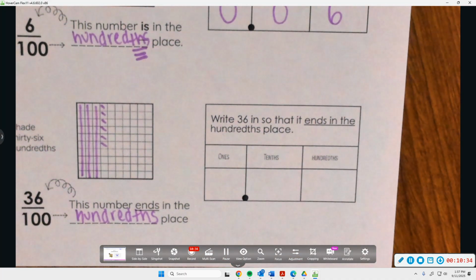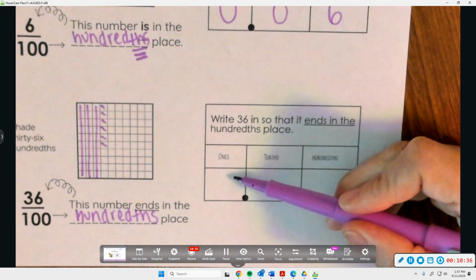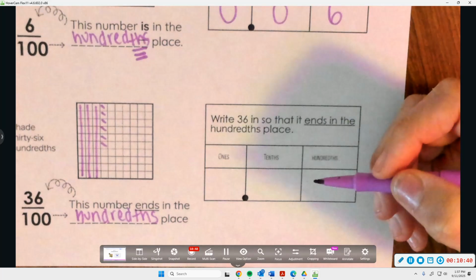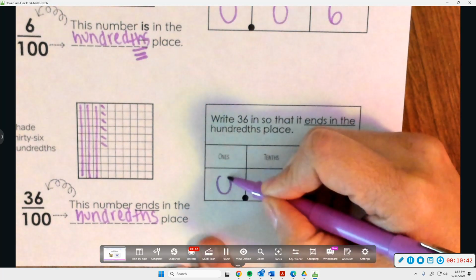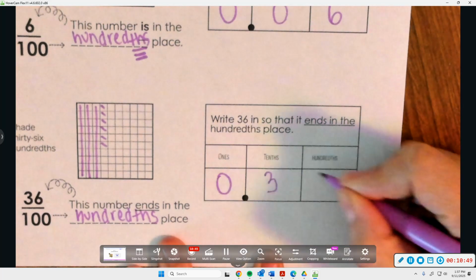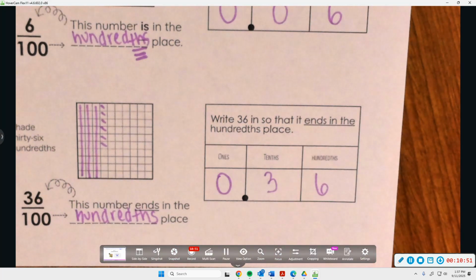So Chloe, what would I put in this ones place? Do I have any ones? So what could I put there? Okay, good job. And then what would I put in the tenths? How many columns did I shade? 3. Tenths. 3. And then I had those 6 hundredths left.